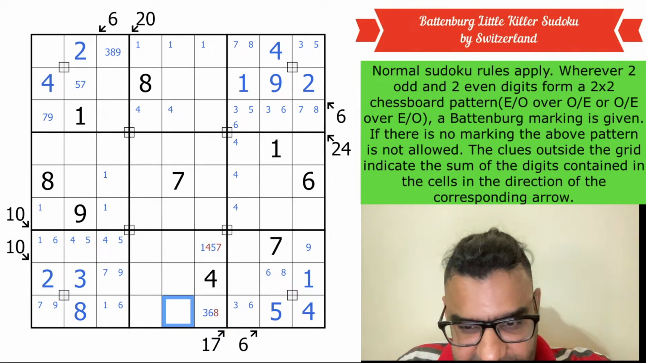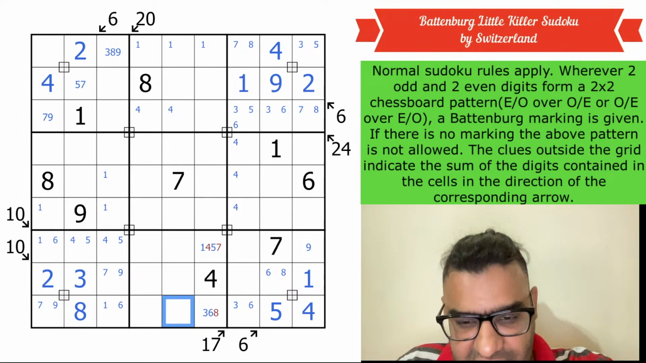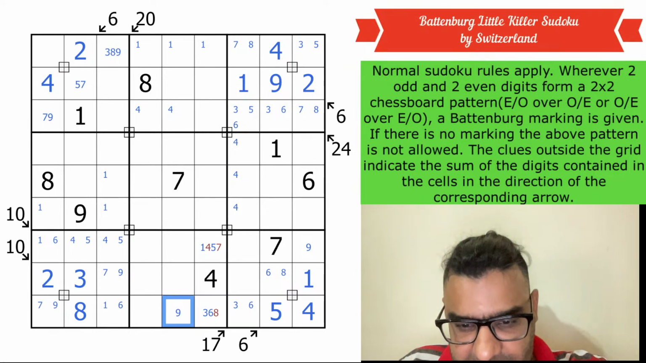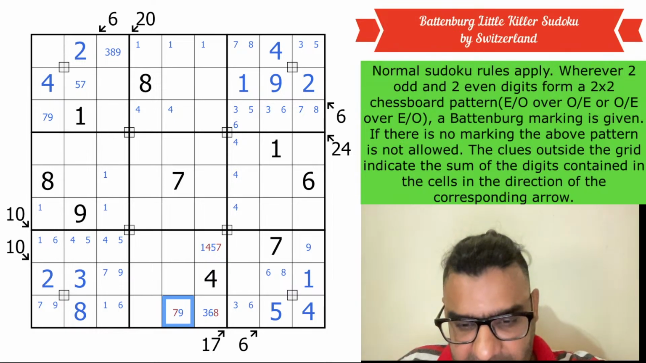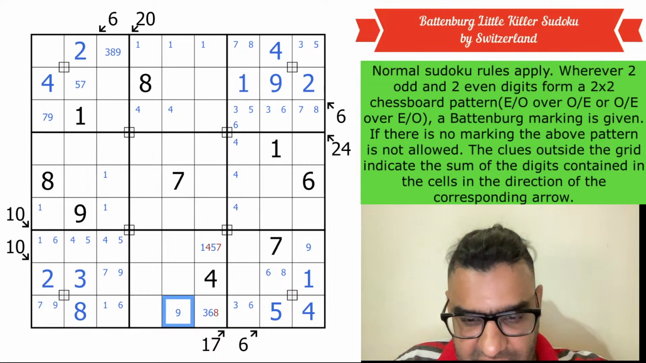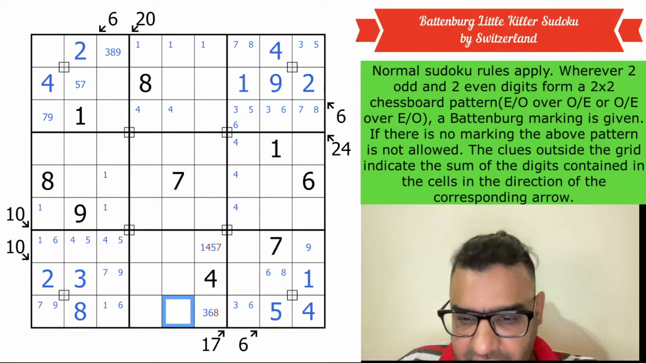9 and 8, it's 17. 9 and 8, not possible. 9 and 7, 14, 2, 6, and 1. We already have 1 and 7. We cannot put 1 and 7. So we know that there is no 9.